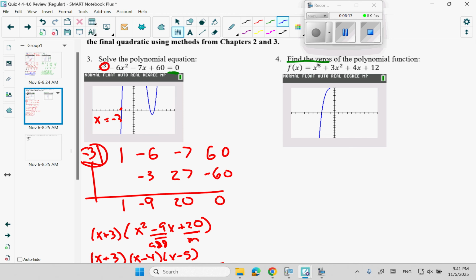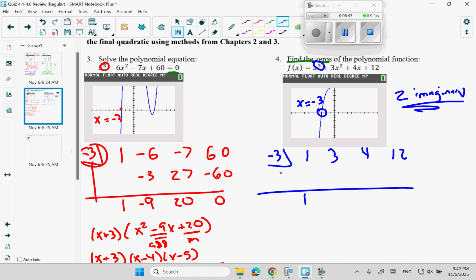This next one also has a degree of 3, but we see we only have one x-intercept, which tells us that the other two solutions are most likely going to be imaginary. So let's be ready for that. Well, let's put negative 3 in our synthetic division box. Looking at my polynomial, I'm not skipping any levels.